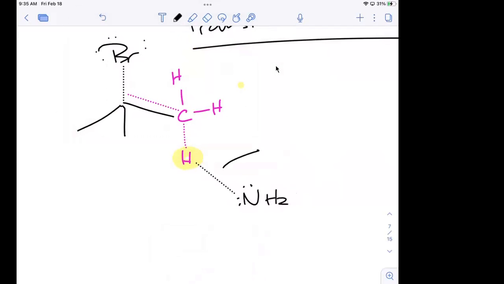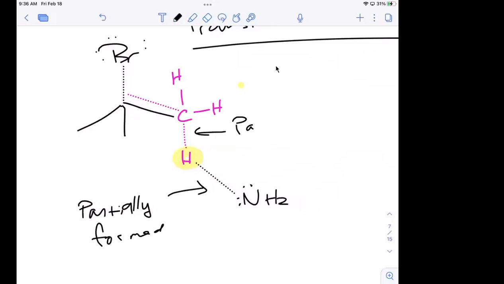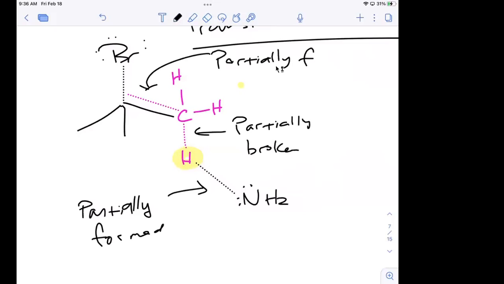So this is partially formed. This is partially broken. The pi bond is partially formed. And this is partially broken.